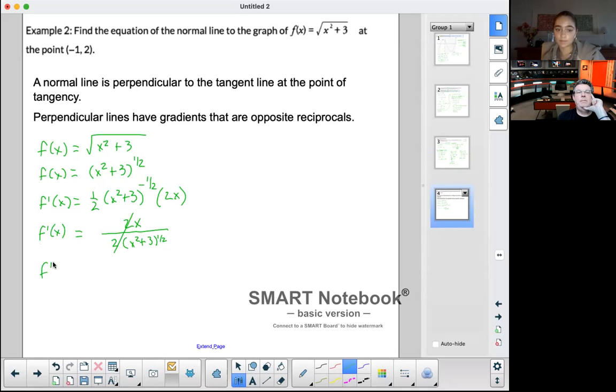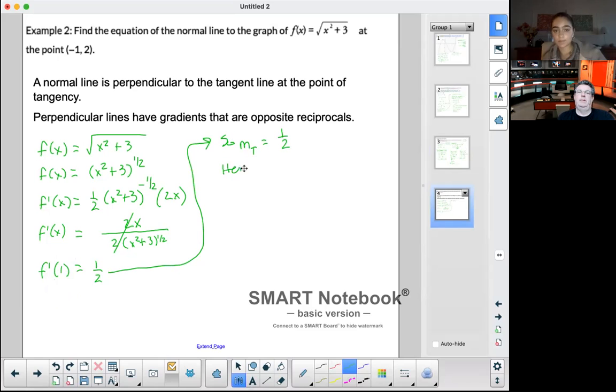So f prime of 1 would equal what? Do you want to put this as a radical, or are you okay with just 1/2? I think it's just a half. So 1 over the square root of 1 squared plus 3, which is 1 over the square root of 4. The square root of 4 is 2, right? Yeah. So that's 1/2. So the gradient of the tangent line is equal to 1/2, right? Yeah.